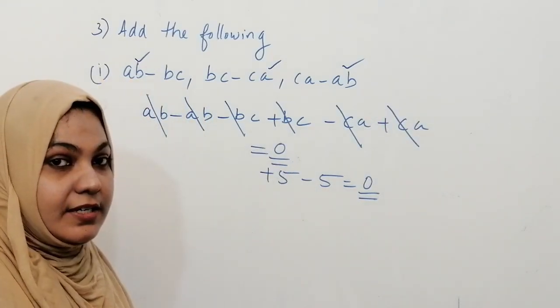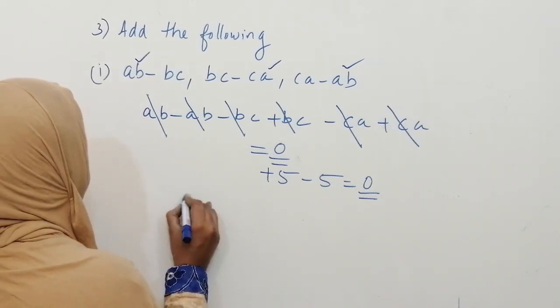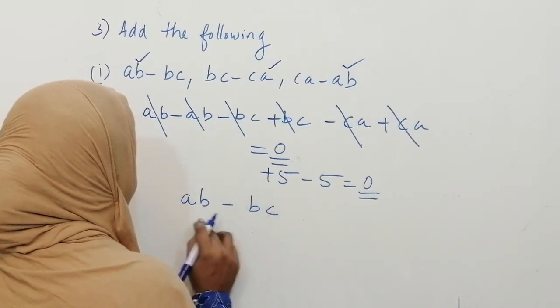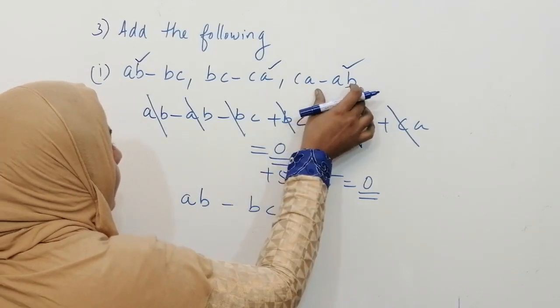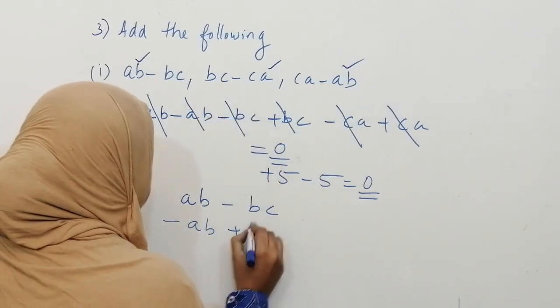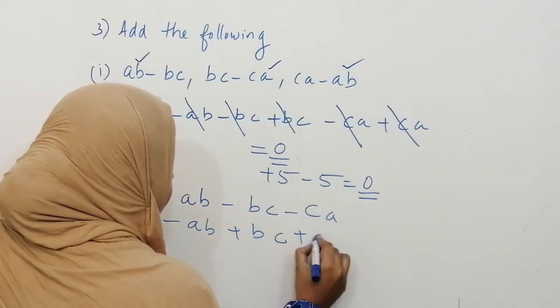If you feel any difficulty to solve like this, we can try another method. So I am writing now AB minus BC. So first term. So I am writing another like term. So minus AB here and plus BC here. So minus CA, and we can write here plus CA.